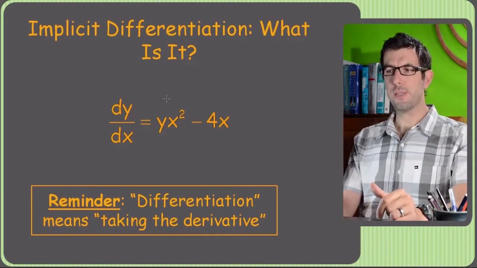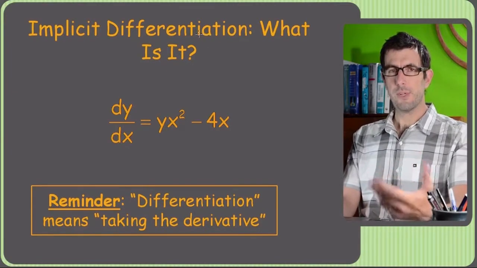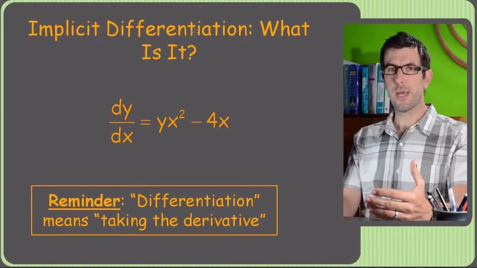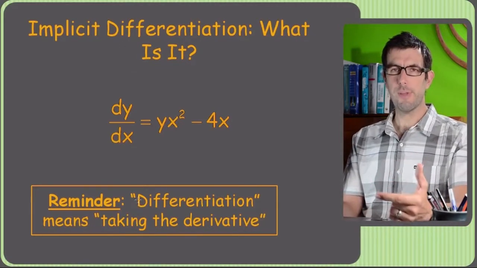Other times they won't mention it though. And by the way, when we say implicit differentiation, differentiation is what we've been doing throughout this section of calculus, taking derivatives of things. To differentiate is to take the derivative. So that's just what we're talking about. We're looking for the derivative.